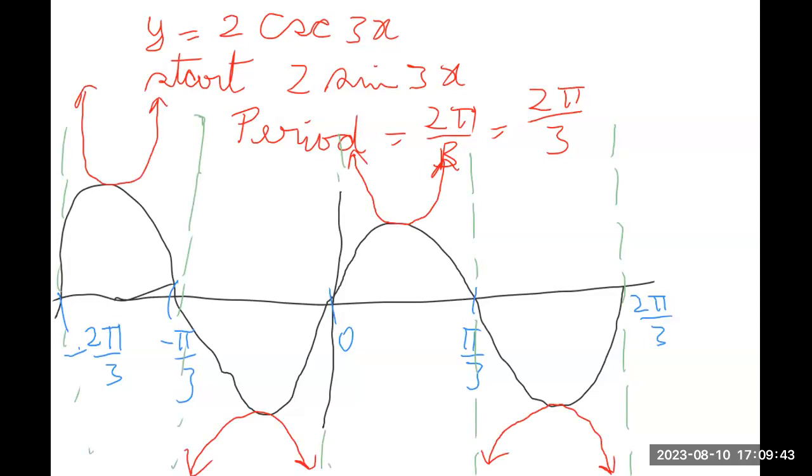Also, the amplitude of the sine function was 2. So this is equal to 2 and negative 2. If it was a negative cosecant function, then you would start with the graph of the negative sine function. And the rest is just exactly the same.